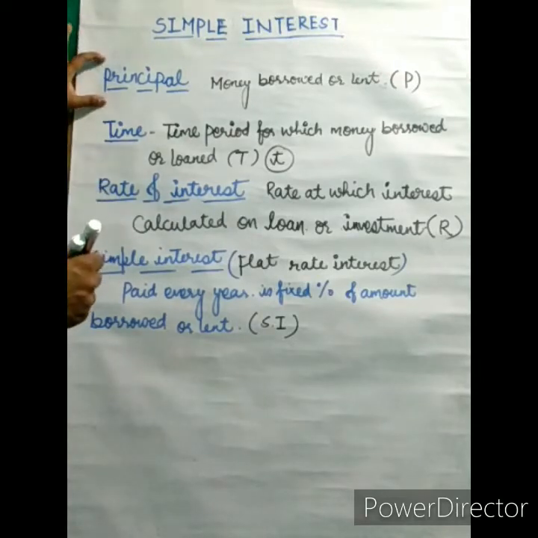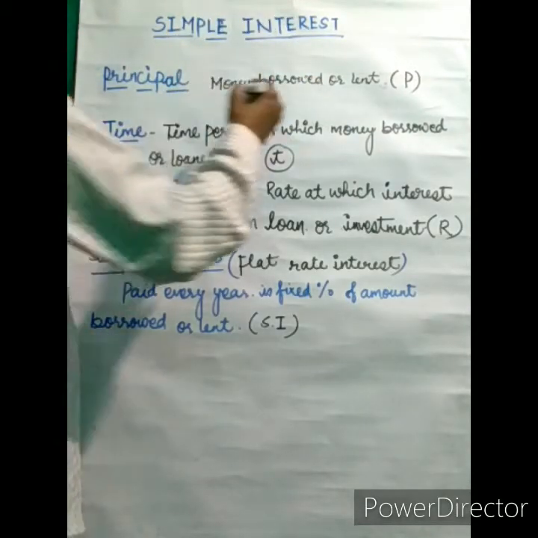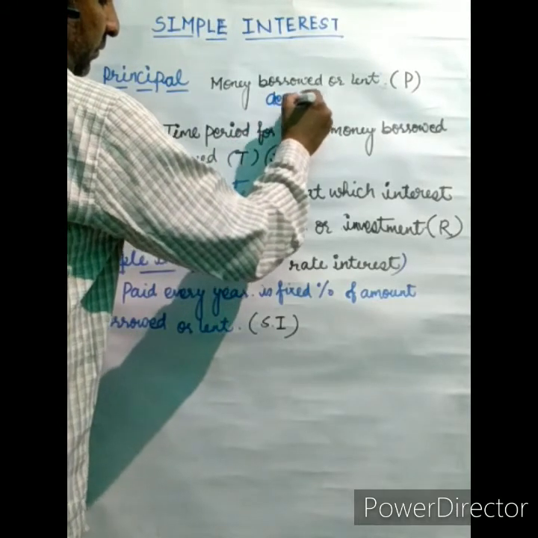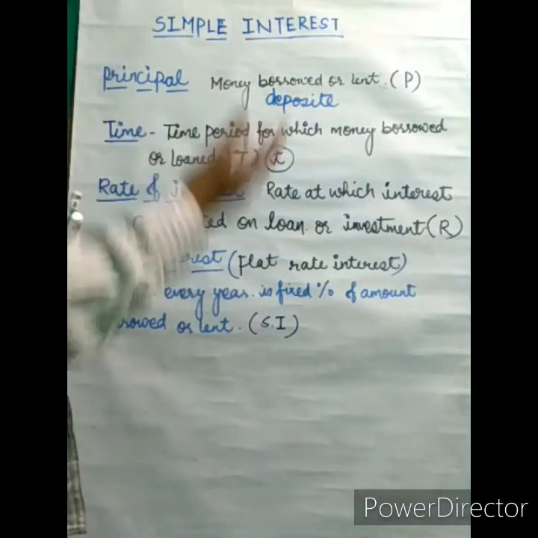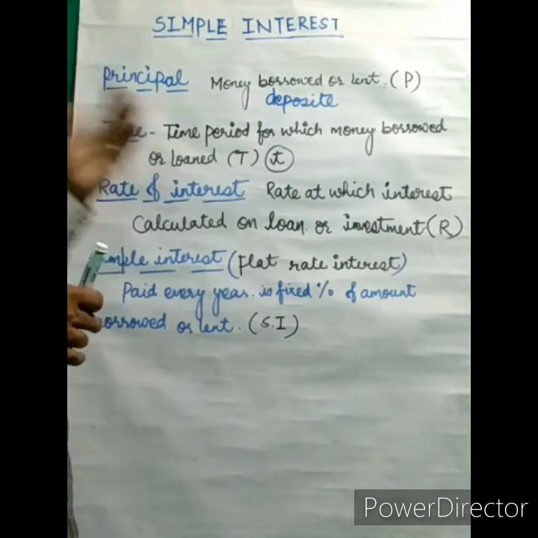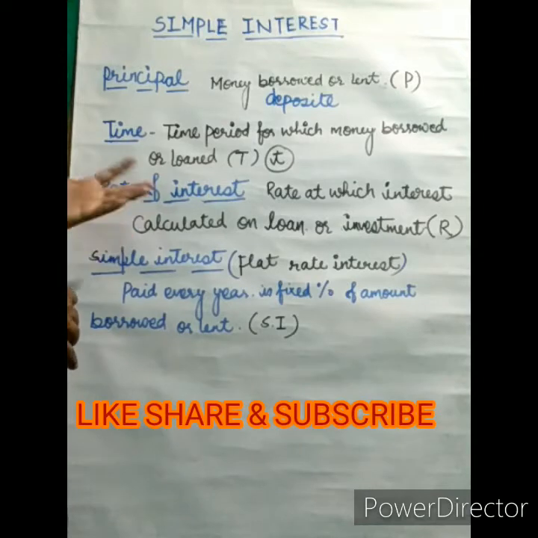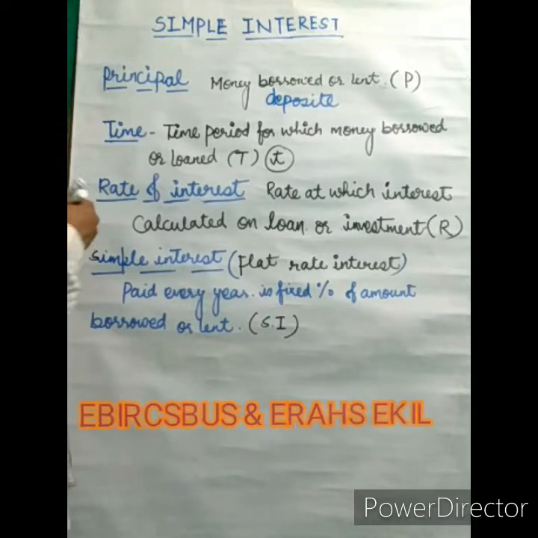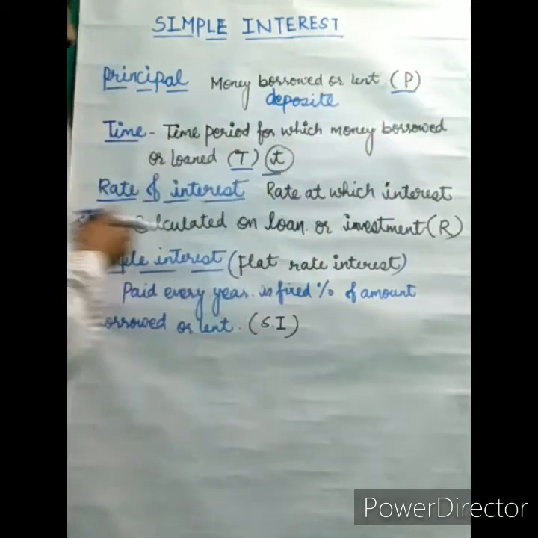First of all, see principal: the amount which we borrow, which we lend, or which we deposit. Sometimes we borrow from a bank or lend the same, or we deposit in a bank. That starting money is called the principal. Now, for how much time we deposit it or borrow from the bank, or for how much time we loaned it, that is called the time period, denoted by capital T or small t. Principal will be denoted by P.